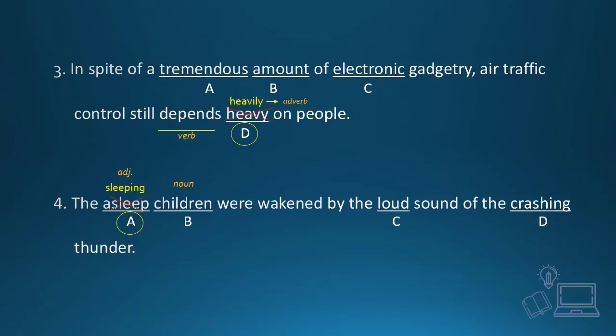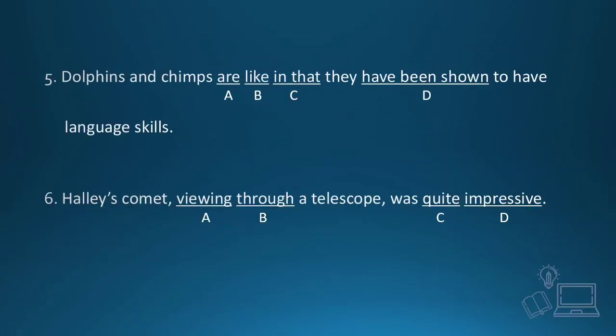Number 5. Dolphins and chimps are alike in that they have been shown to have language skills. The answer is B. Like. Karena like adalah adjective, yang lebih tepat menggunakan predicate adjective alike. Karena setelah kata alike tidak terdapat noun, dan sebelum kata alike adalah linking verb berupa to be, are alike. The correct sentence is, dolphins and chimps are alike in that they have been shown to have language skills.